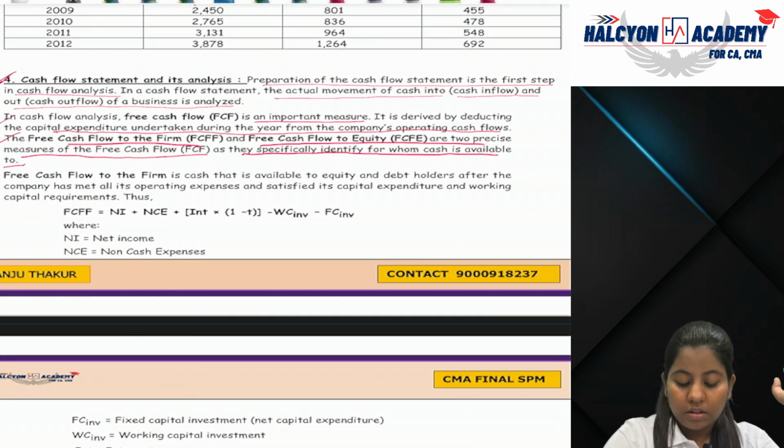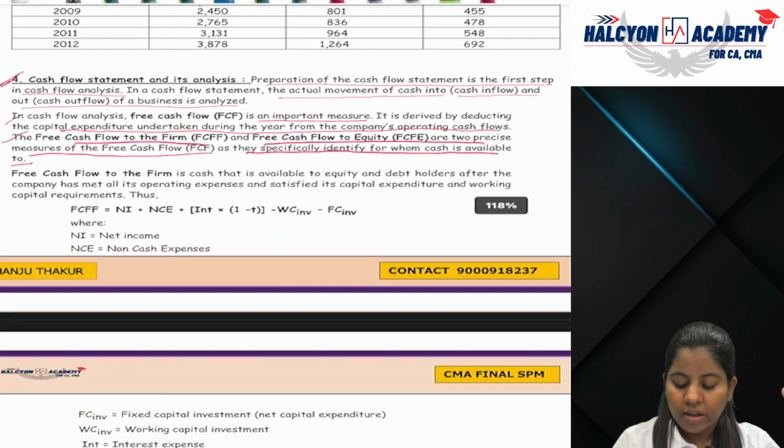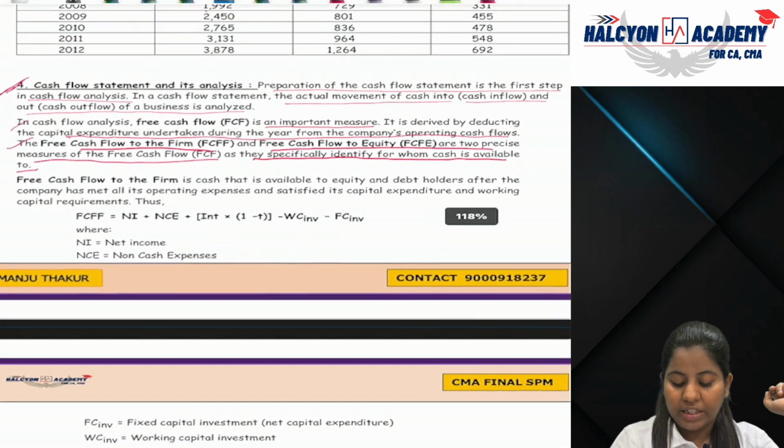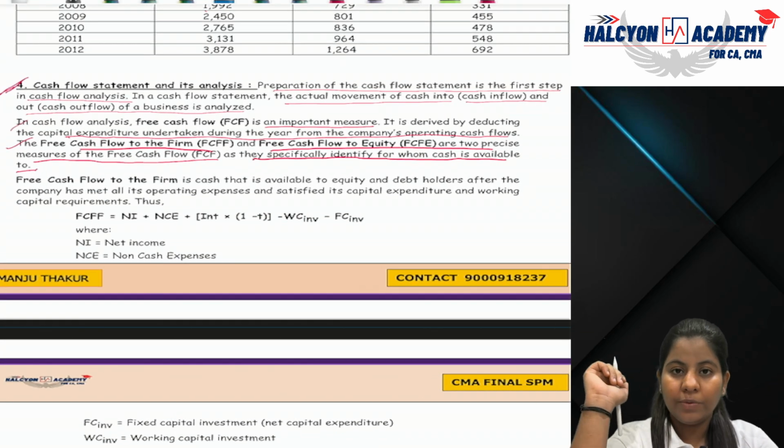Come to the next line. The free cash flow to the firm and free cash flow to equity are 2 precise measures of free cash flow, as they specifically identify for whom cash is available. That means we have to learn 2 concepts, right?